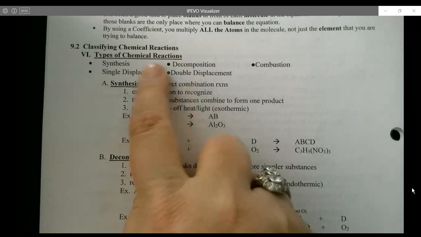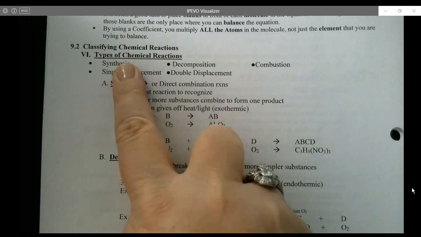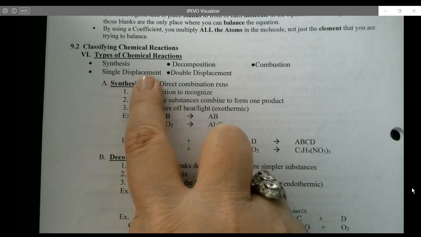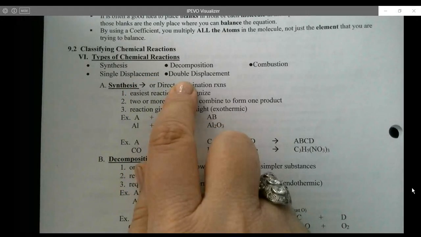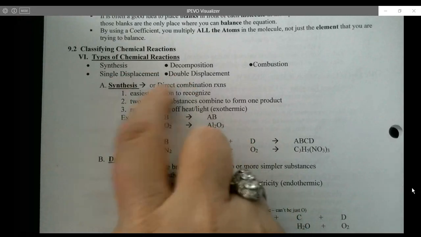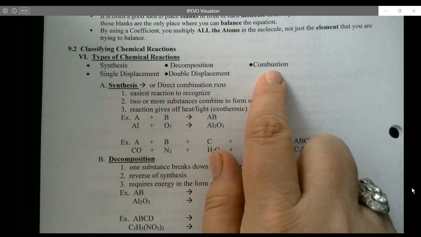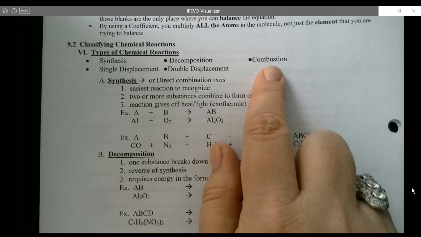And you've already looked at 4 of these in our POGL: synthesis, decomposition, single displacement, or replacement. Sometimes those words get switched around, and double displacement or double replacement. Okay, so we've done these 4 in our POGL. The newest one that we're going to add in is combustion. And you've actually balanced combustion reactions. We just haven't called them that yet.